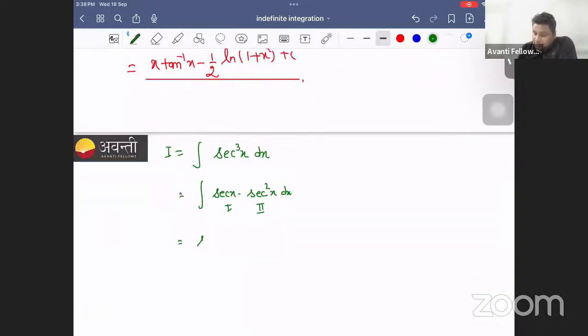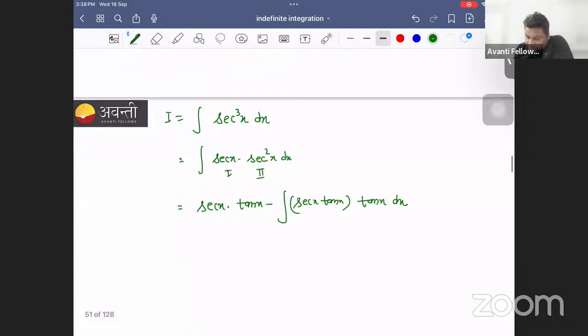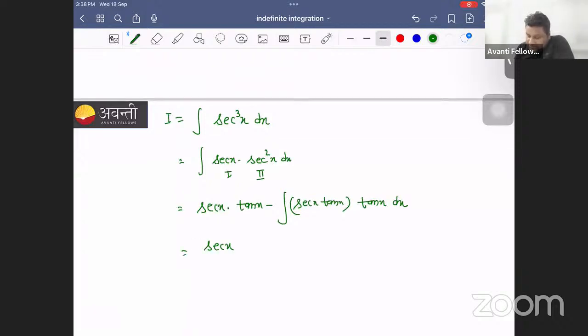So first, integration of sec square x is tan x minus integration derivative of first. So derivative of sec x is sec x tan x, integration of second tan x dx. Am I correct? Now it is sec x tan x minus integration sec x into tan square x dx.